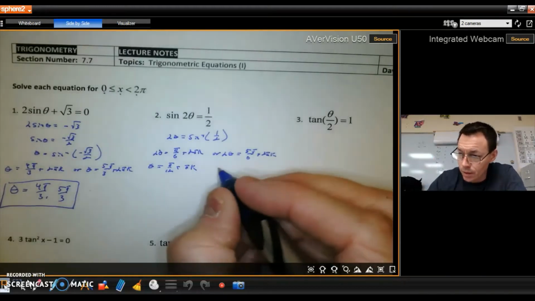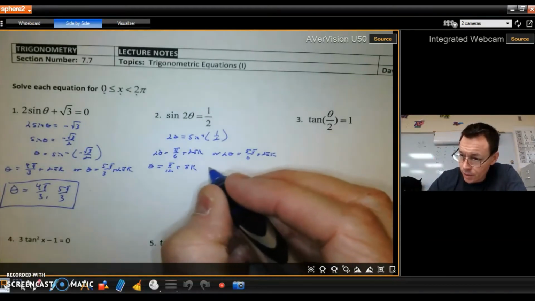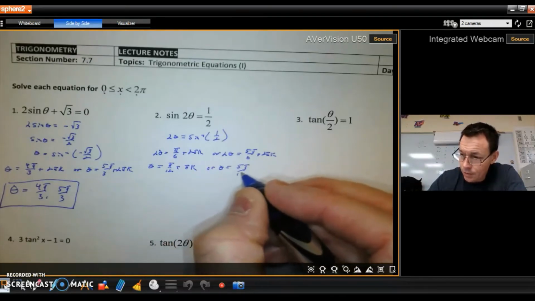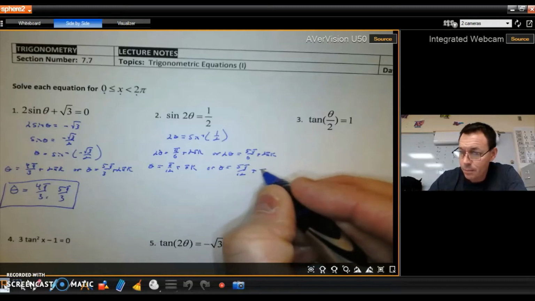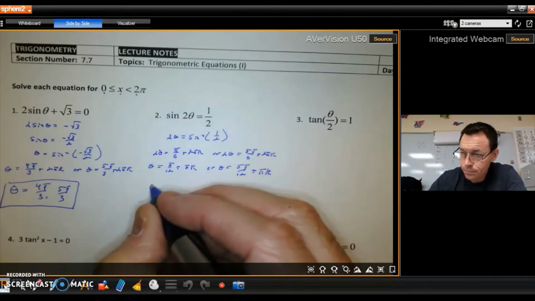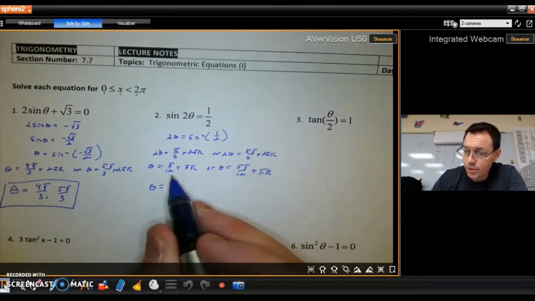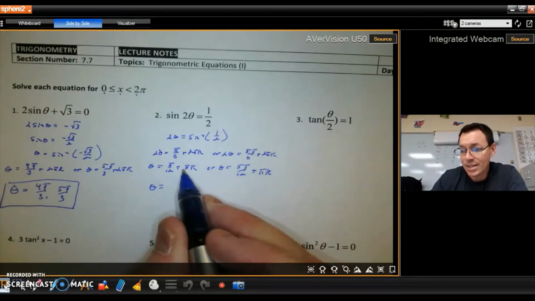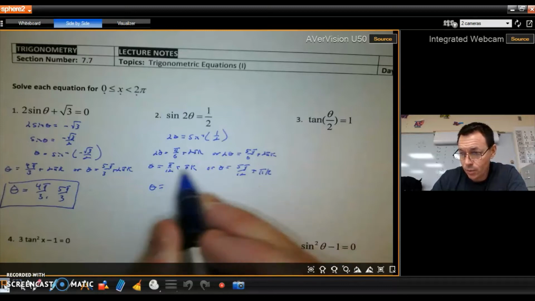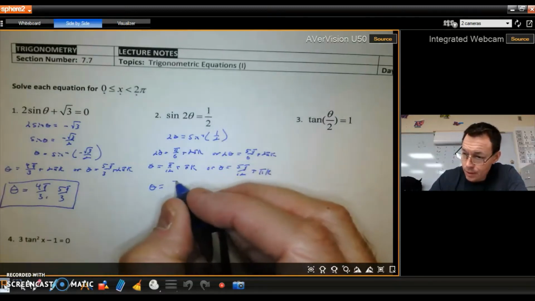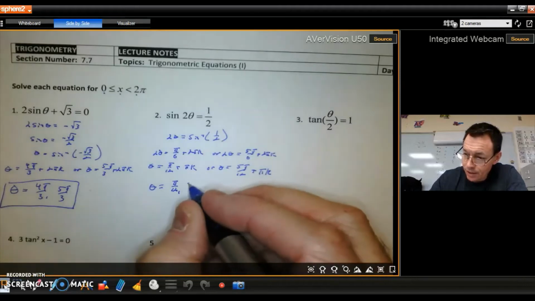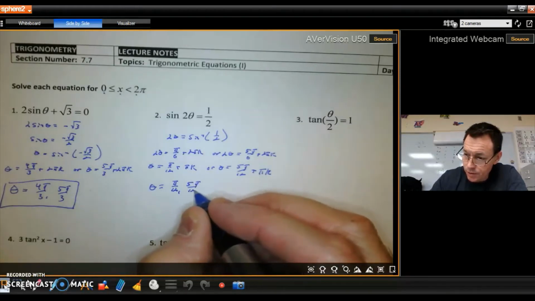Okay, so let's keep going. We'll do it on this side as well. Or theta could equal 5 pi over 12 plus pi k. So I've got two answers. I got pi over 12 and 5 pi over 12. But also, if I add 12 twelfths to either one of these, so pi over 12 and 5 pi over 12, those are my first two answers.